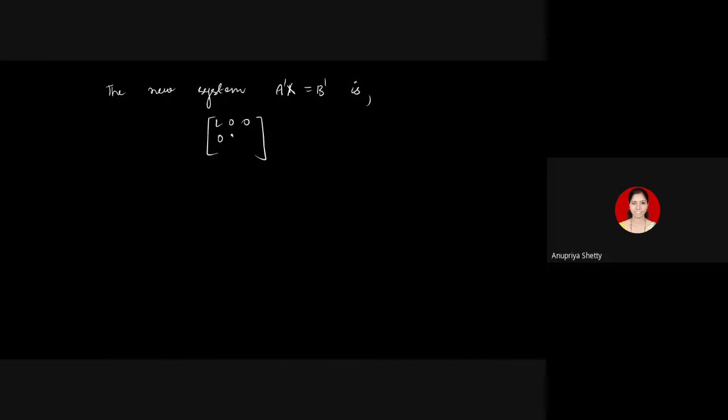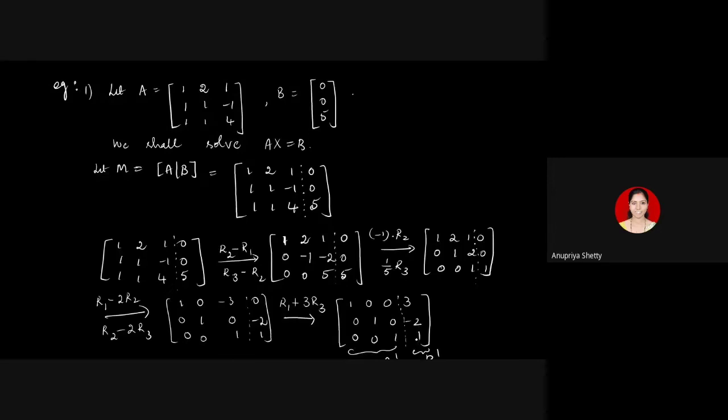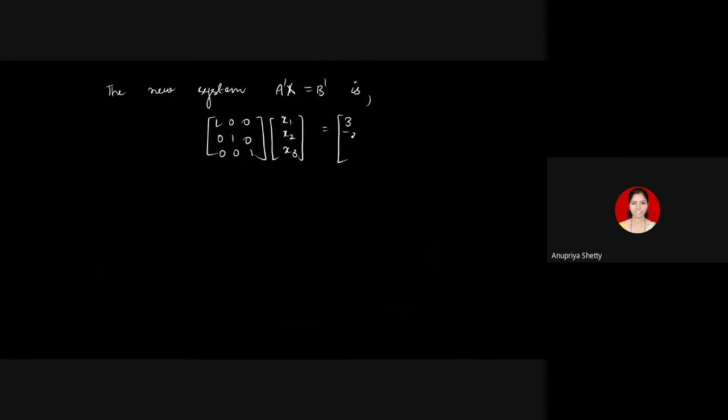1 0 0, 0 1 0, 0 0 1 into x, which has 3 unknowns, x1 x2 x3, that's equal to B dash. What is B dash? Don't write the given vector B, 0 0 5. No, it should be 3 minus 2 1. I hope there is no mistake in the calculations or computations. If there is any, please let me know. I hope it is fine. You can once again cross check. The 3 minus 2 1 have to write as B dash. 3 minus 2 1.